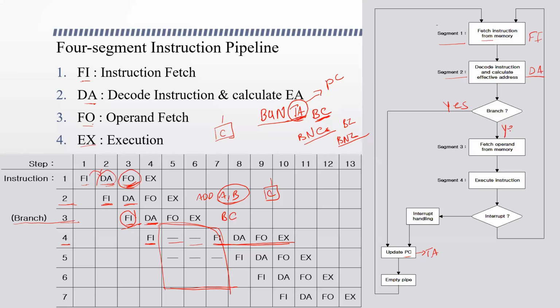If it is not a branch instruction, fetch the operand from memory, normal execution. After decode, fetch the operand from memory and execute the instruction. This is fetch the operand and execution. This way, one instruction execution is completed.